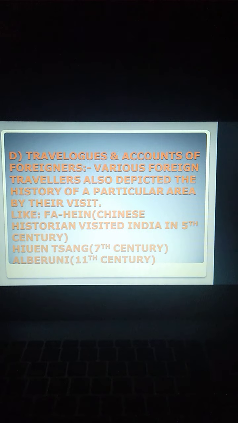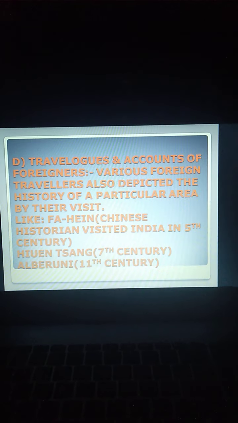Next and last we have travel logs and accounts of foreigners. Various foreign travelers also depicted the history of a particular event by their visit. Foreigners visited during different historical periods, during certain kings' reigns, in various parts of our country, India. During their visits, they also noted down what happened at that time, and various historical events that happened in the past. Through these travel logs, or these foreigners' books, we also came to know about historical information.